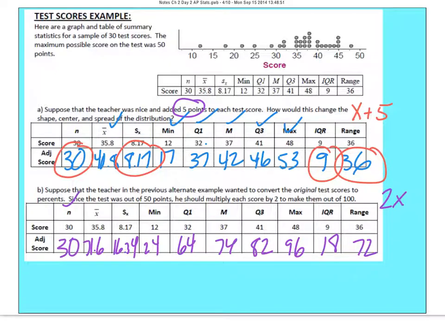Knowing these shortcuts is vital because we don't want to have to go back through the data, make the data adjustments, and recalculate the statistics. On an AP exam, they're probably not going to give you the detailed data, so you would not be able to use the longer method of figuring it out. They want you to use the shortcuts on this data to get the final answers.